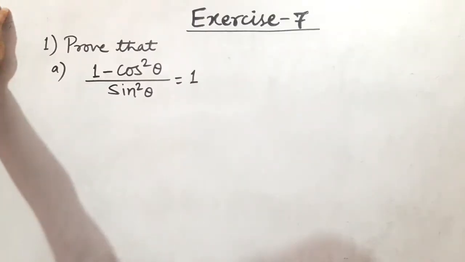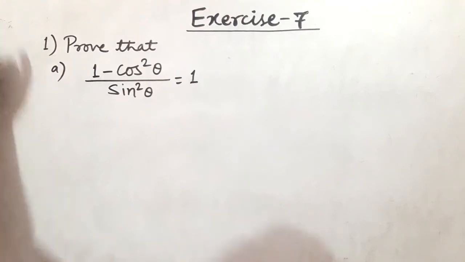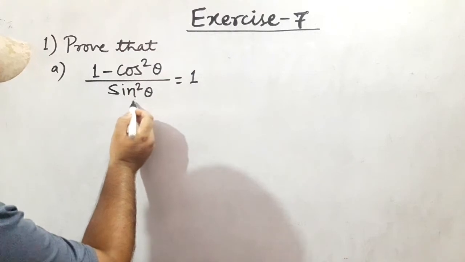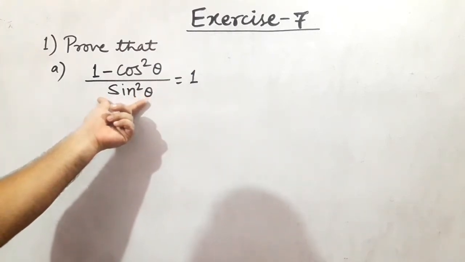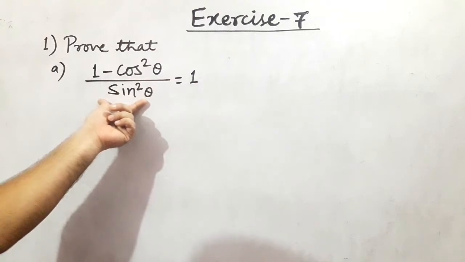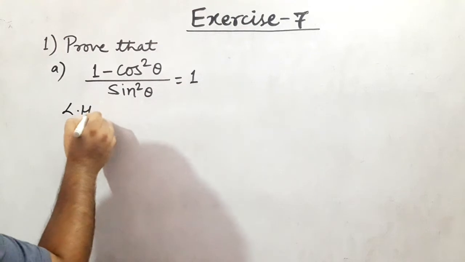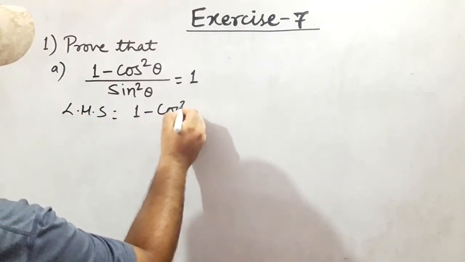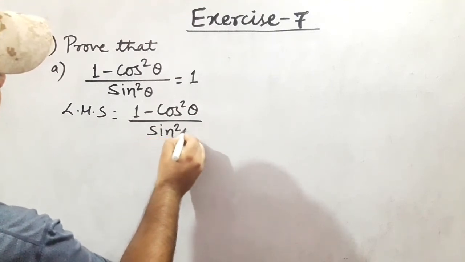Let's start the exercise. Exercise 7, question number 1, prove that (1 minus cos square theta) by sin square theta equals 1. We are given this, that is, we have to prove that (1 minus cos square theta) by sin square theta is equal to 1. Let's start from the left hand side.